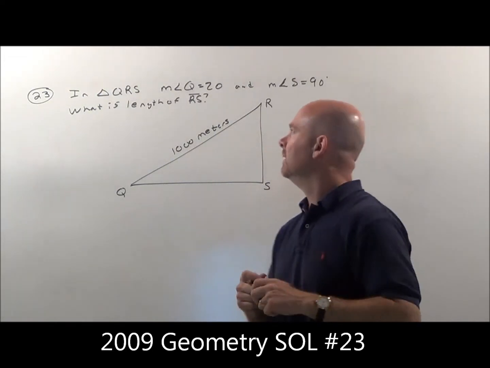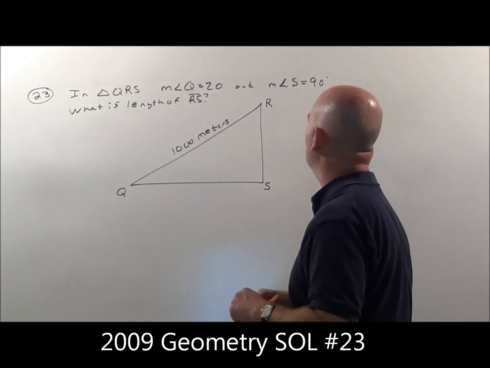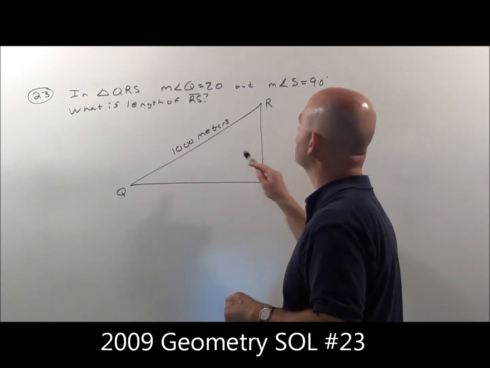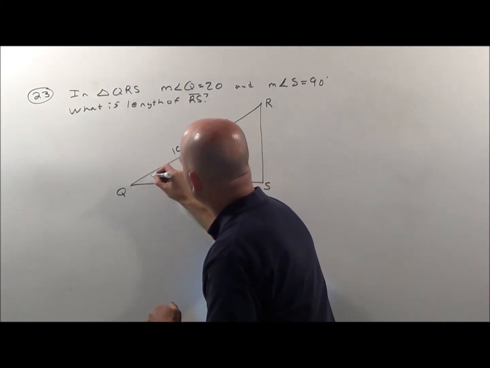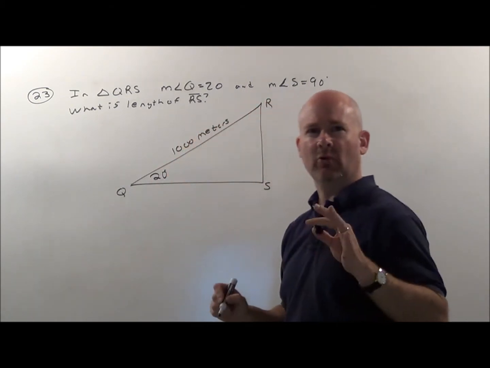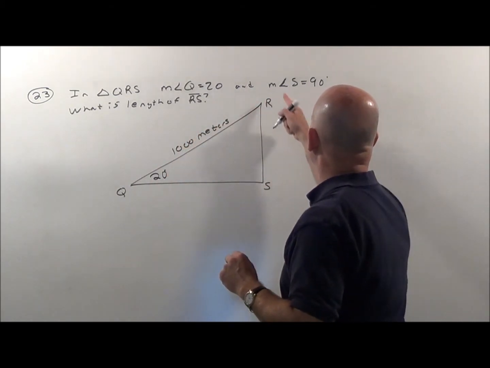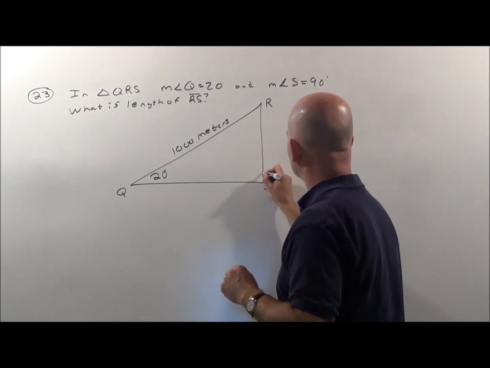Problem 23. It says in triangle QRS, the measurement of angle Q is 20. So right here, at angle Q, I'm going to go ahead and put 20 degrees in right there. And the measurement of angle S is 90. So here's S, so it's a right angle.